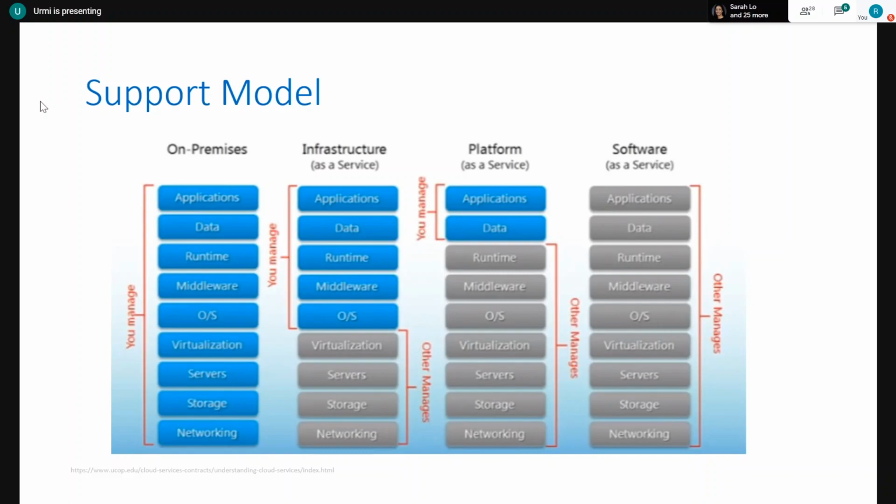So it's a shared responsibility service or support model. And when you put things in the cloud, I want you to be aware of it, because security is a shared model. They may protect the servers, the physical server hardware.